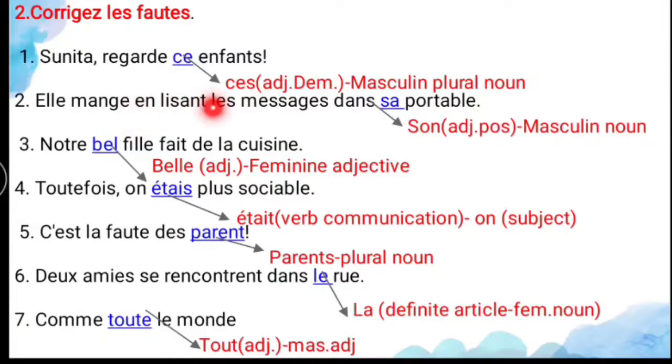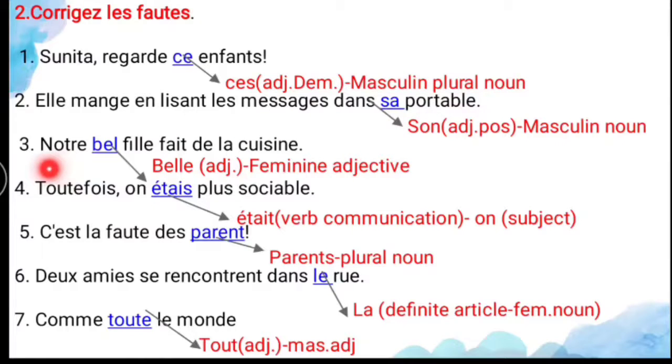And you have to change "sir" instead of "say". And next, the second one: "Elle mange laissant les massages dans sa portable." Here the mistake is what? The possessive adjective. Portable is a masculine noun. For the masculine noun, the possessive adjective you have to use is "son". So it means she eats while reading messages on her cell phone.